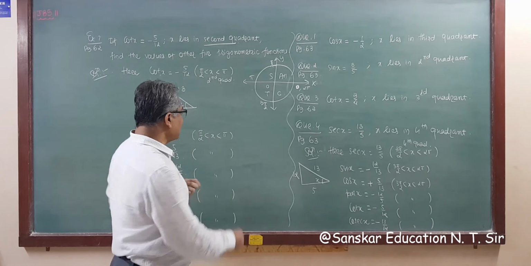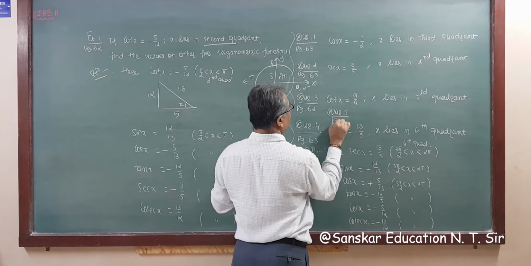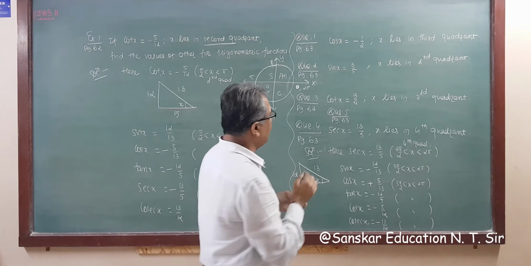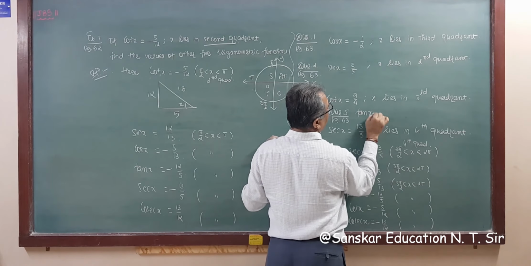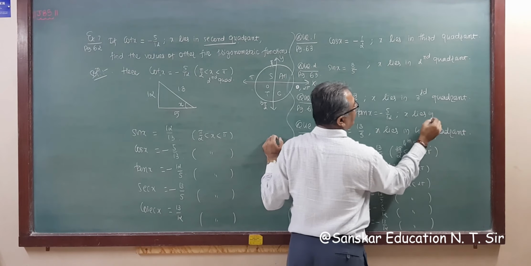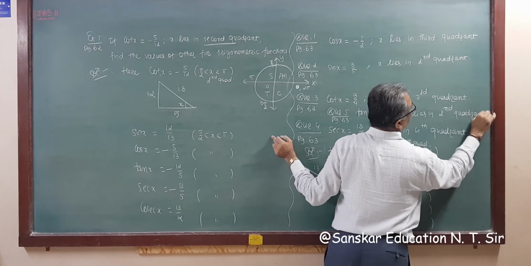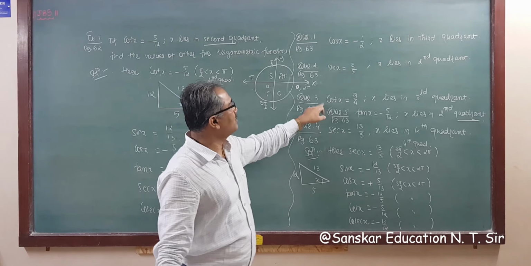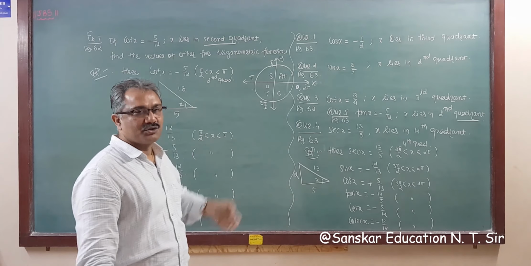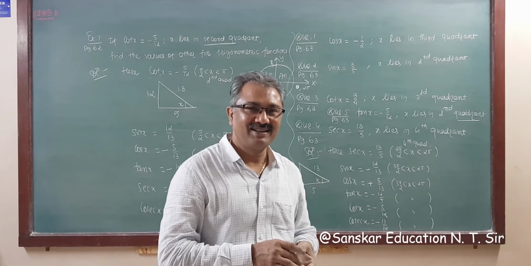Now the last one, question number 5, page 63. Given tan x is equal to minus 5 by 12, and x lies in the second quadrant. So you can solve this. Okay, so I'm giving you 4 examples for practice, and we solved 3 examples previously.